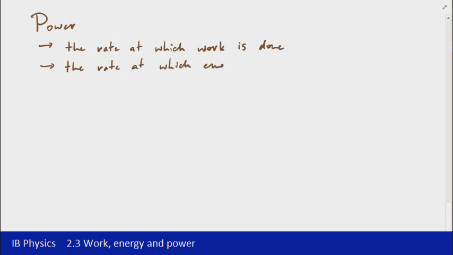So in both cases we're looking at the rate. So it's either the work being done or the energy being used. Sorry, which energy is used. Now the equation that we need to deal with here, the symbol that we use for power is a capital P, and so that's simply the work done over the time taken, so P is equal to W on T.